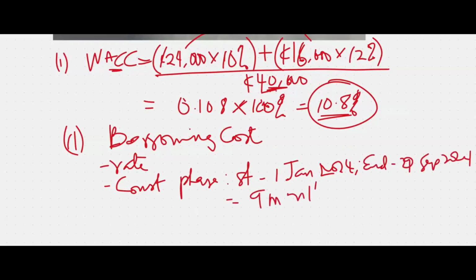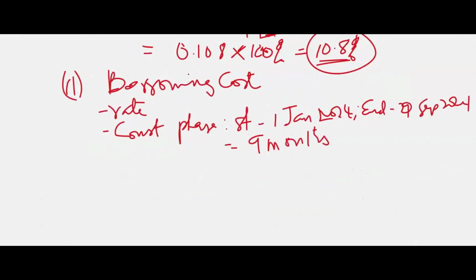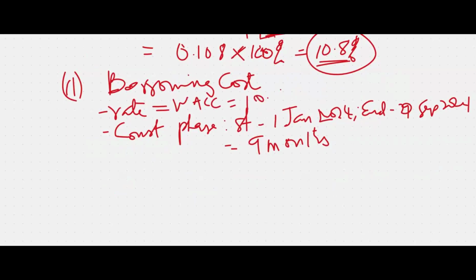We need it. So we need a rate. What is the rate? The rate here will become our WACC. What is the WACC? 10.8%. So we need a construction phase.